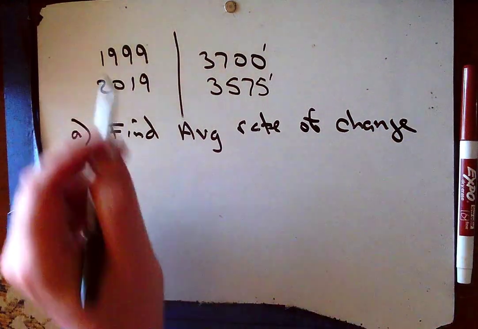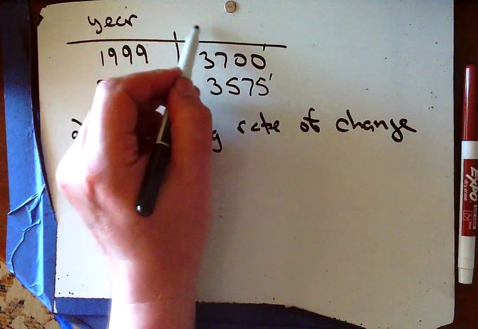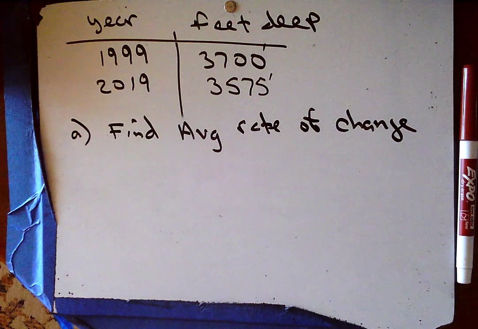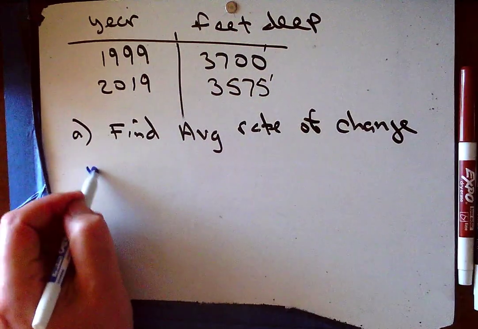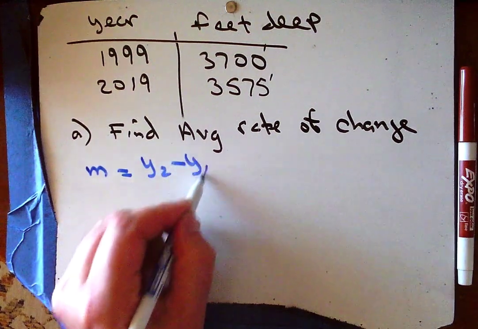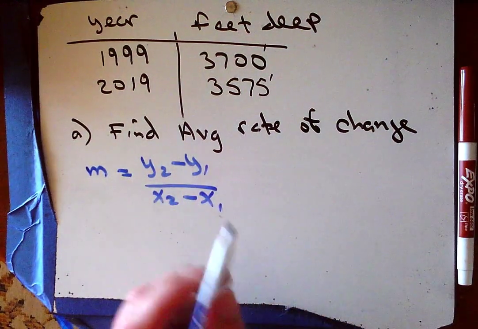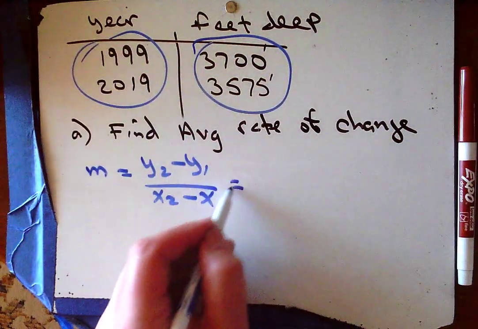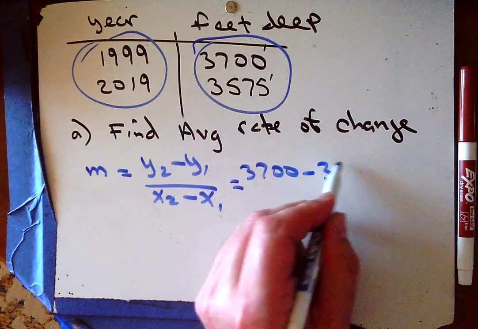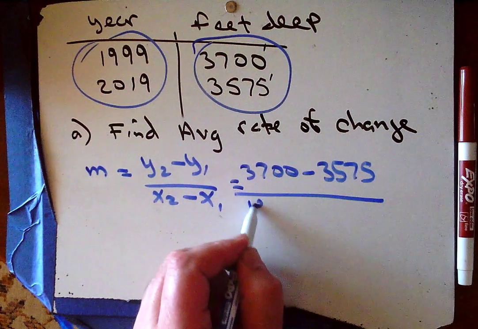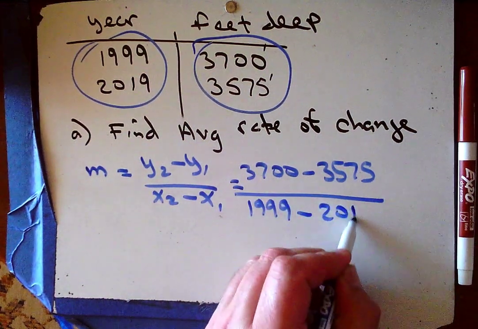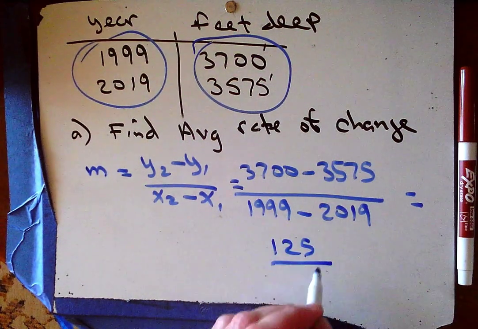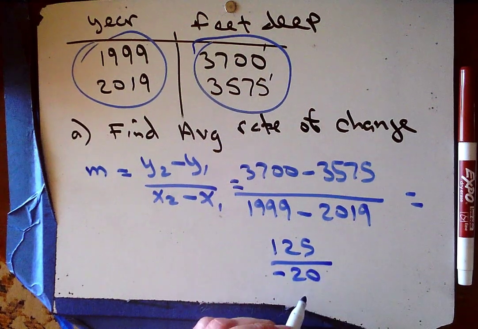Well, we said before that average rate of change is just slope with units. So let's pull out our slope formula. M equals y2 minus y1 over x2 minus x1. And these are our outputs, so they go on top. These are our inputs, they go on the bottom. 3,700 minus 3,575 over 1999 minus 2019. So I get 125 on top, and on the bottom, negative 20.